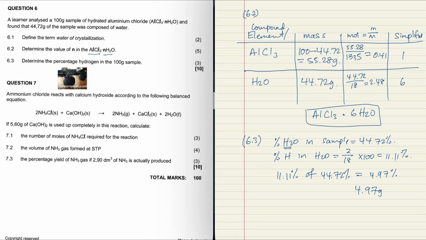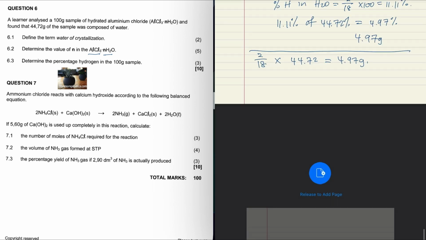Another way of solving it is to say, since we know the mass of the water is 44.72 grams, we can say, well, hydrogen is 2 out of 18. So 2 out of 18 times 44.72 also gives you 4.97 grams. And there's obviously another way. There's multiple ways you could do it. You could do the molar mass method. It all gives you the same answer.